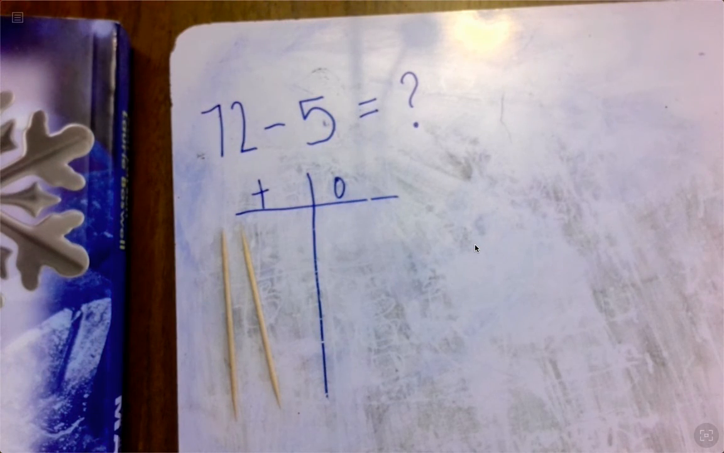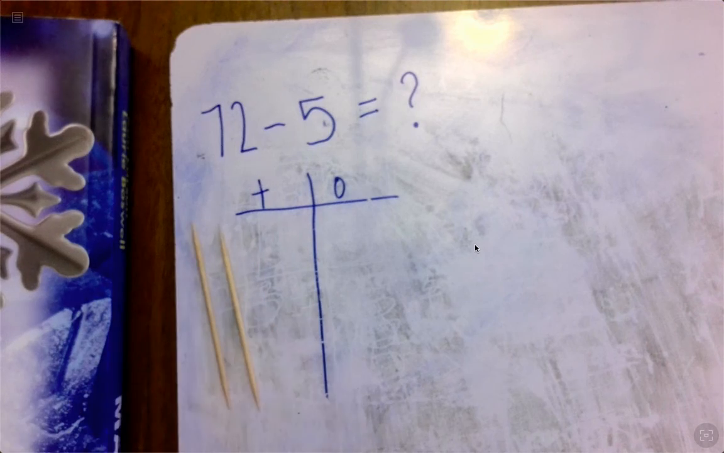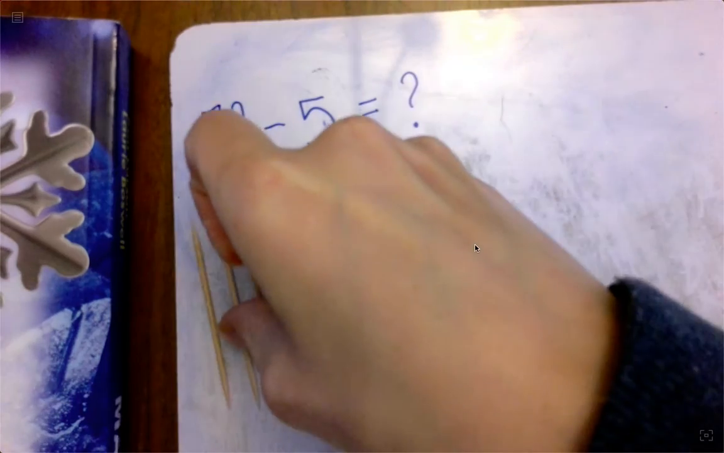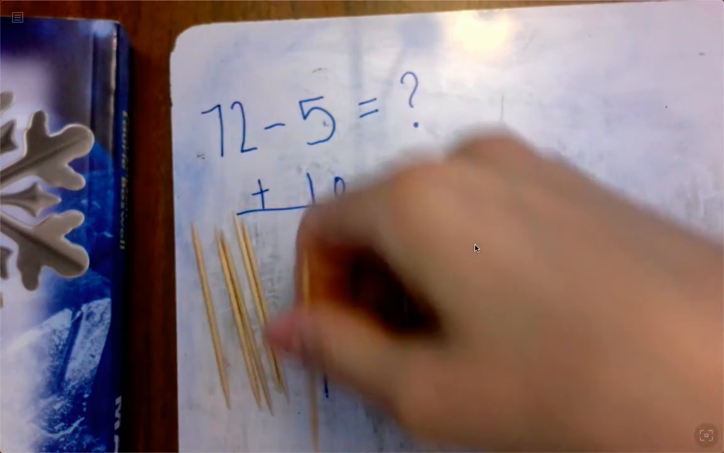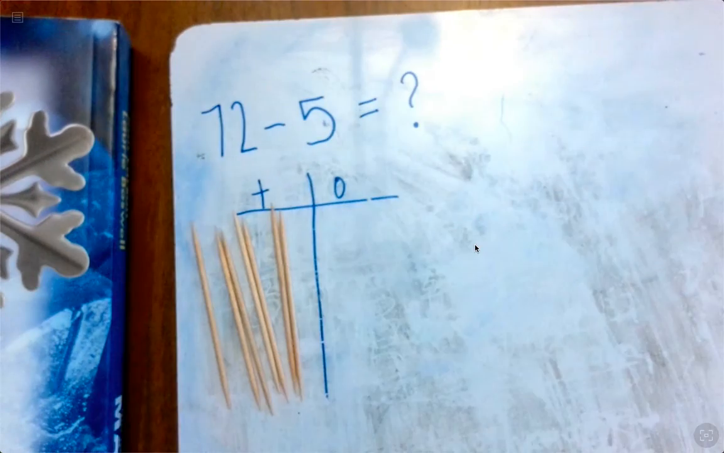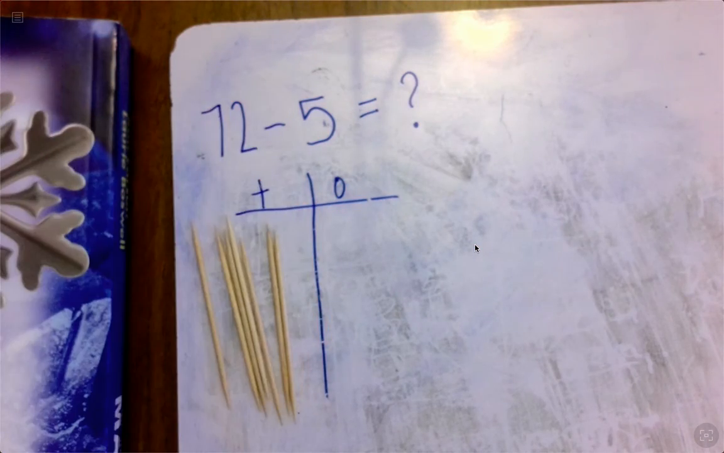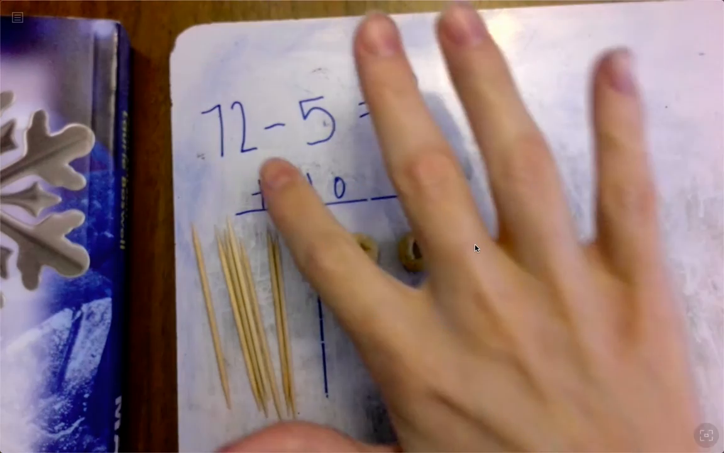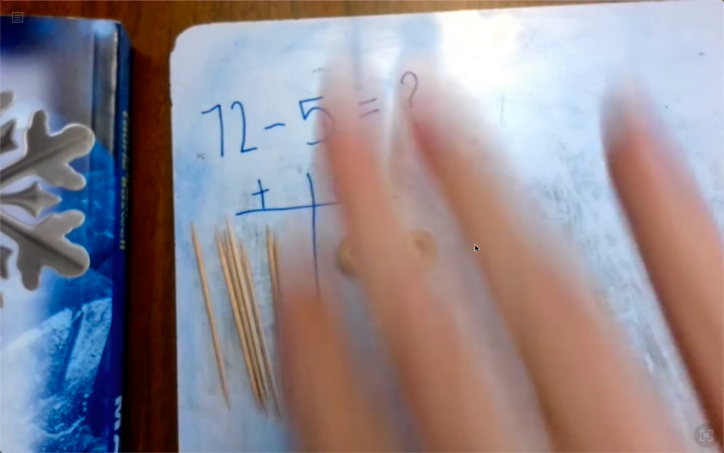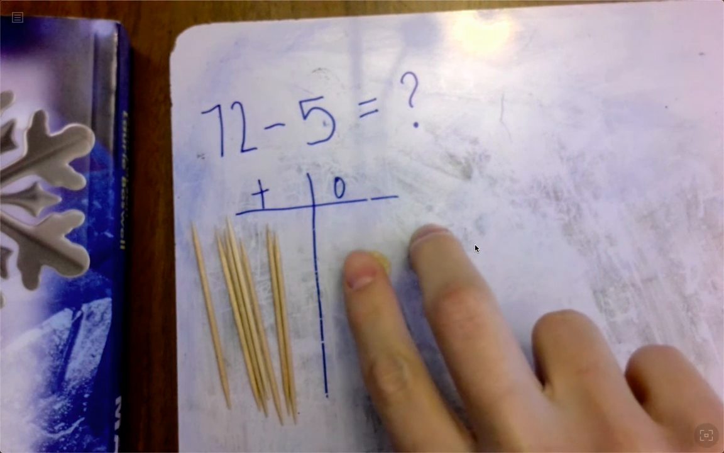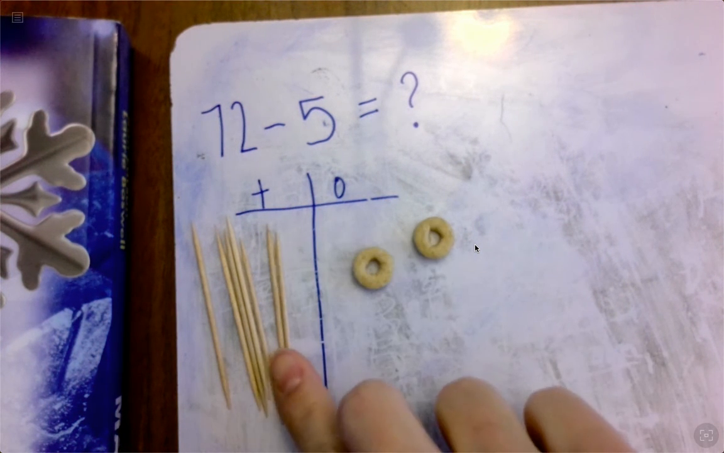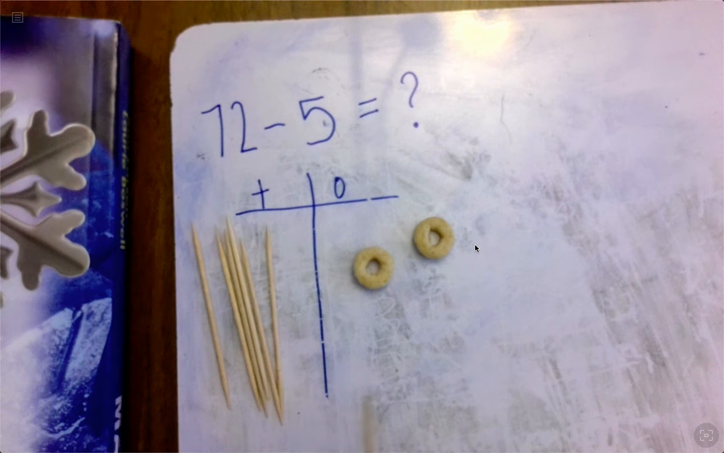All right, so now I have 10, 20, 30, 40, 50, 60, 70, and then 71, 72. Okay, so I have 72, take away 5. All right, so I can't take away 5, but I can take away 2. So I need to be able to take away 5. So I'm going to take one of these, boop, and bring it over here, okay?